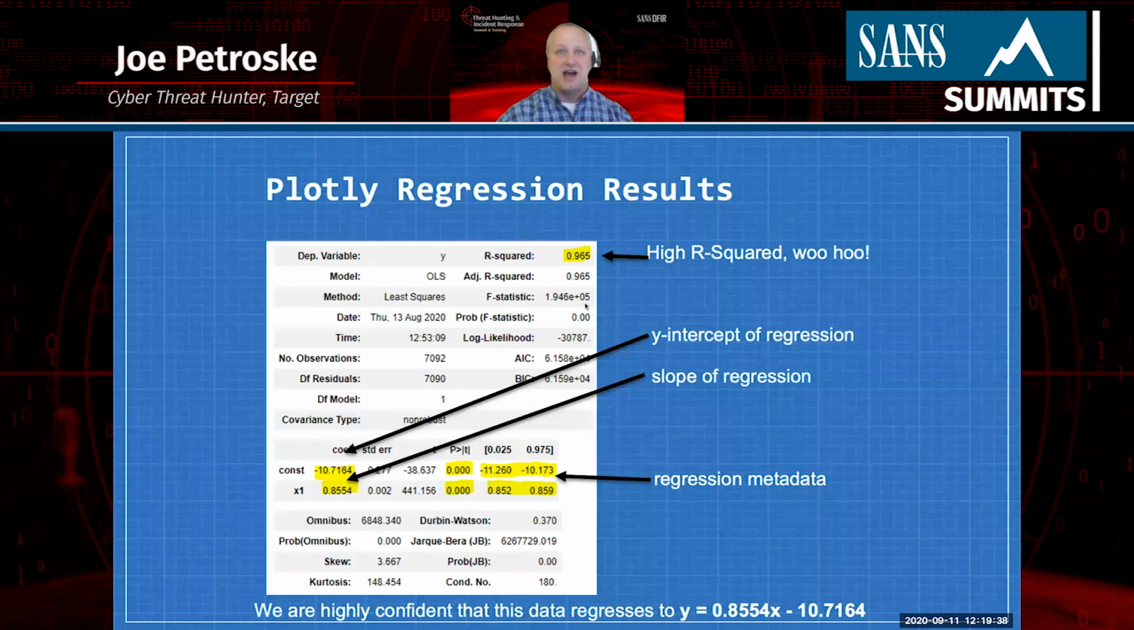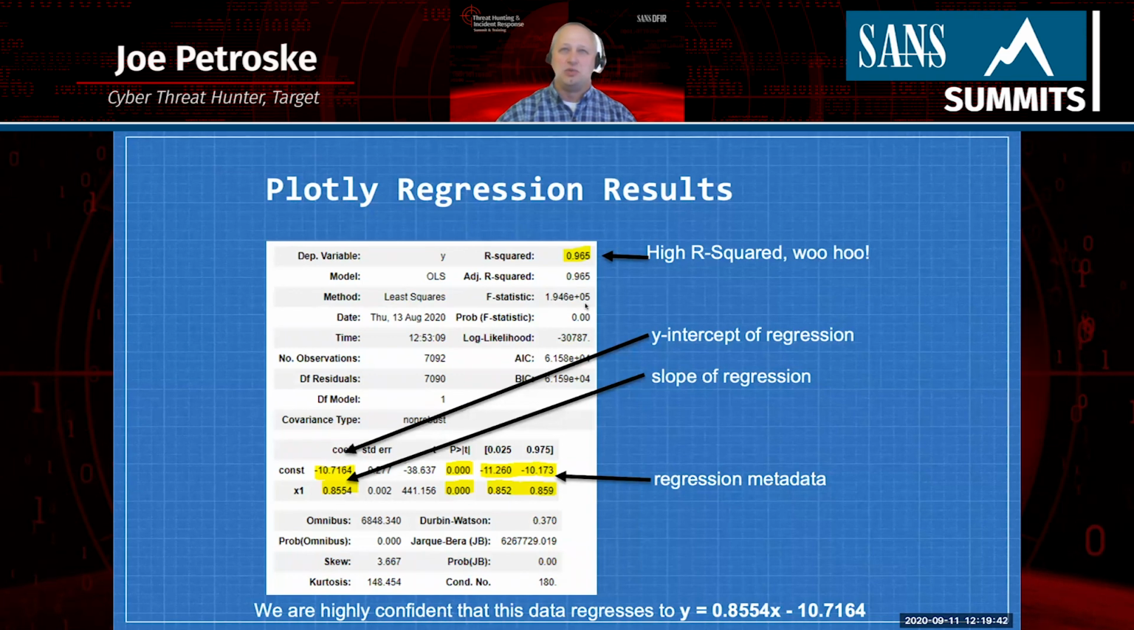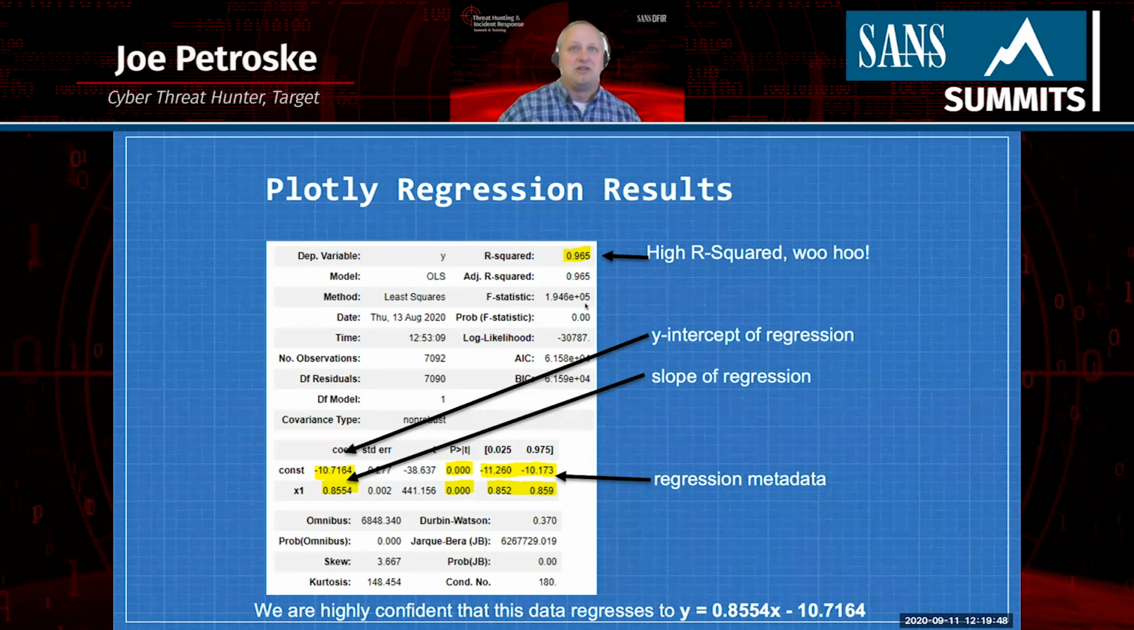There's some additional cool regression metadata. The P of T value is basically an explanation of what the chance is that this data arose just by chance and that there isn't actually a relationship between these two variables. And it's 0, right? So there's really no chance that there is no relationship between these two variables. So this is a really good linear regression, and this is going to be useful for us.